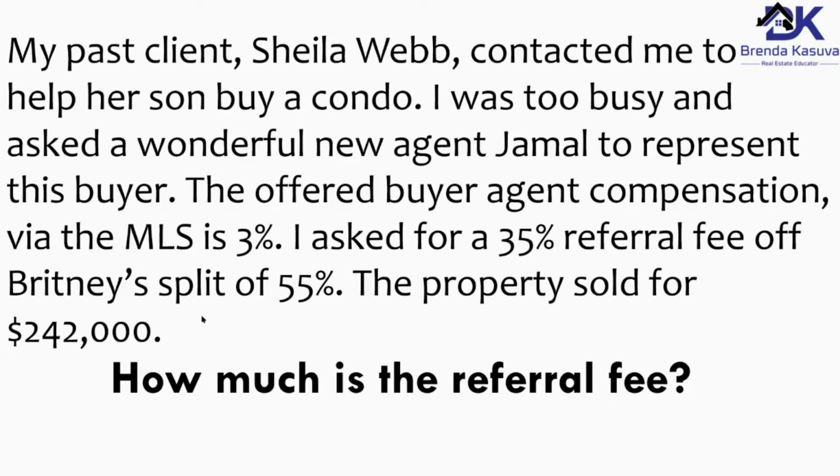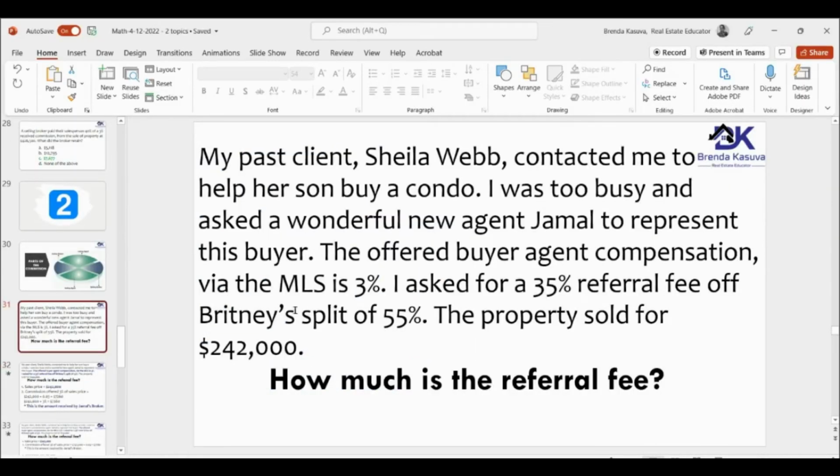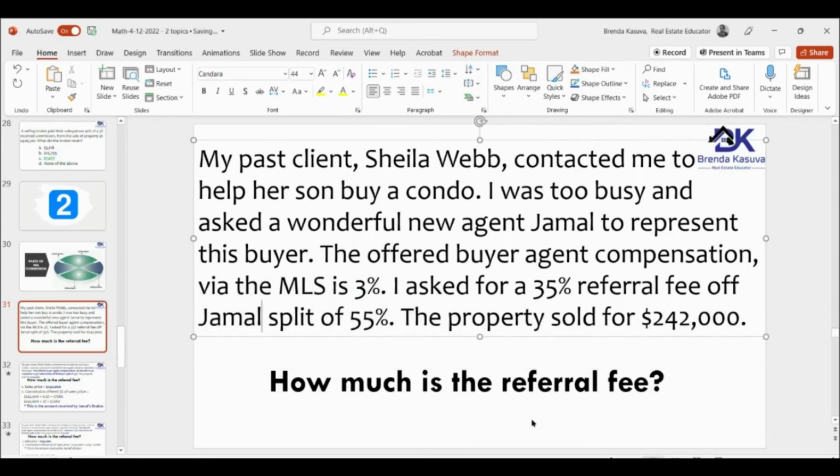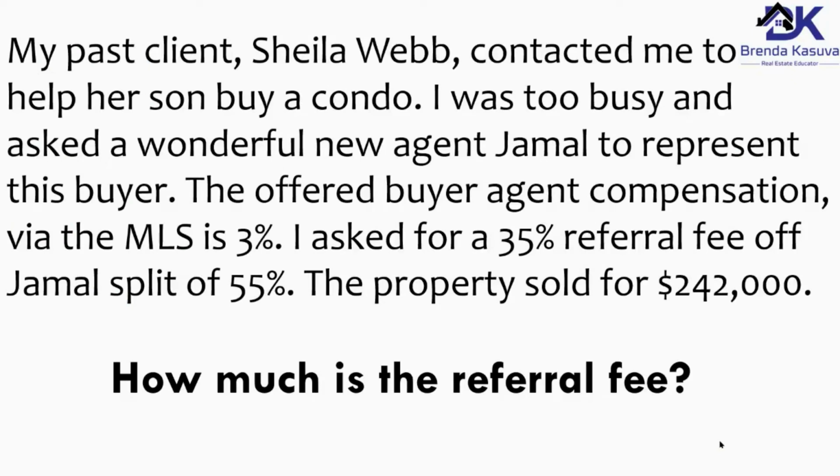Let's see. I didn't rename that one. My apologies. This is human error. Instead of Brittany split, it should be Jamal. My apologies. Jamal split of 55%. So, sorry, Brittany is Jamal. The property sold for $242,000. So again, Brittany doesn't exist, and since we're live, I am going to go ahead and change it because I don't want any confusion. It is Jamal. I just liked the name Jamal.